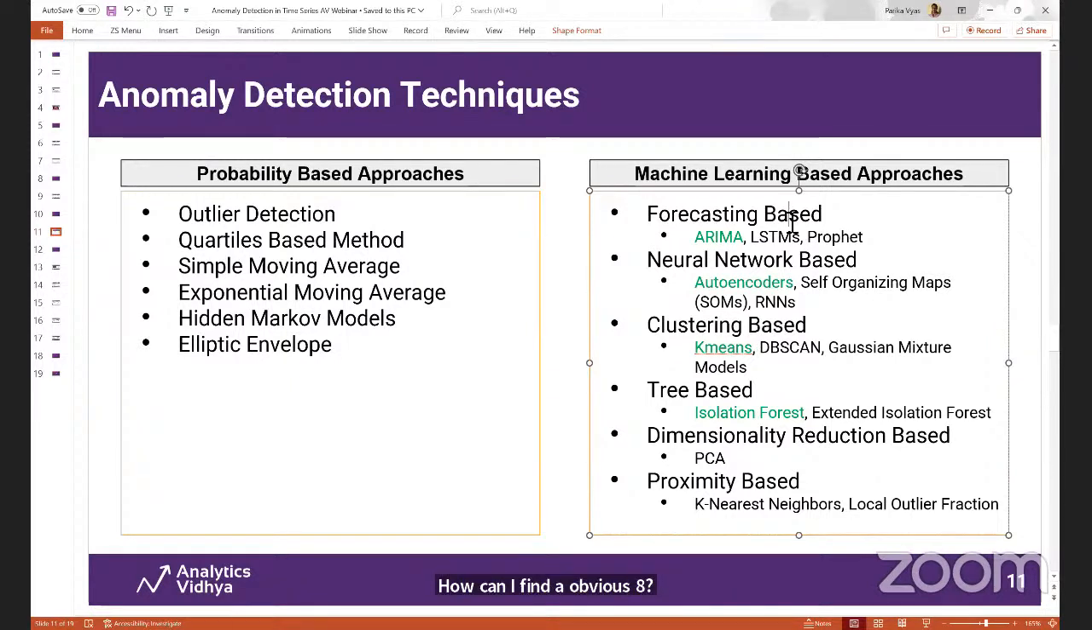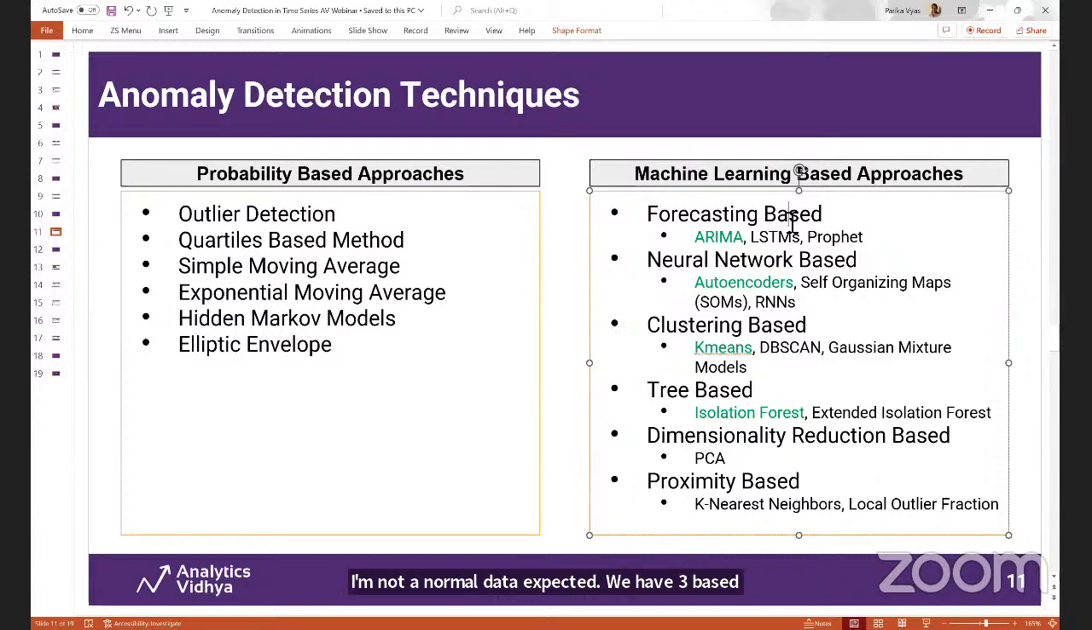So, as we were talking about the machine learning based approaches, with forecasting based approaches we'd be forecasting a time series and then saying, based on my forecast, this doesn't seem to be aligning with my forecast, and probably that's the reason this is an anomaly, or it could be an anomaly, we need to go back and check. Similarly, we have neural network based approaches, where there are autoencoders, self-organizing maps, and recurrent neural networks. These are different ways of using neural networks to detect anomalies. For clustering based anomaly detection, we have k-means and DBSCAN, which is a density based clustering technique. We have Gaussian mixture models, which are used where a lot of normal data is expected.